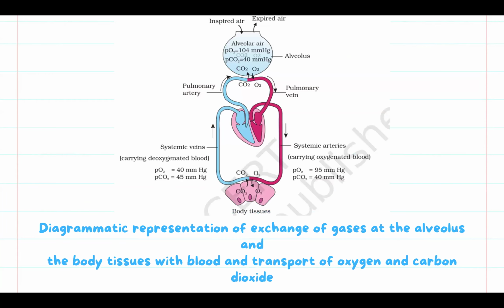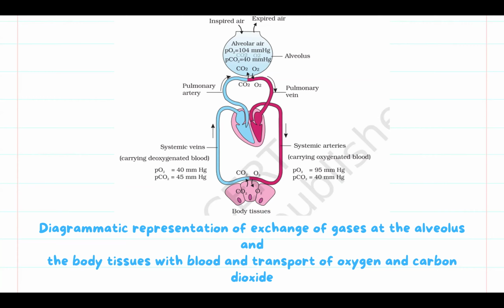So now let's see this diagrammatic representation of exchange of gases at the alveolus and the body tissues with blood and transport of oxygen and carbon dioxide. As you can see, the inspired air comes in with the partial pressure of oxygen 104 mmHg and partial pressure of carbon dioxide 40 mmHg.